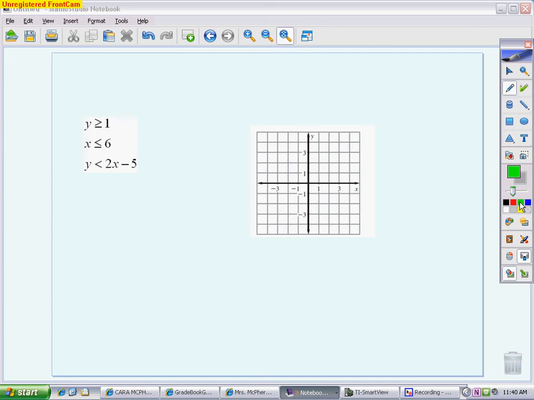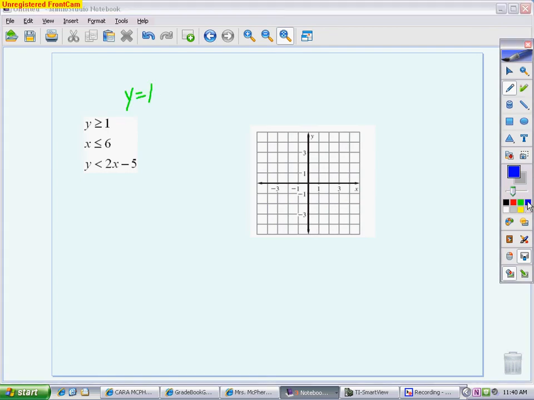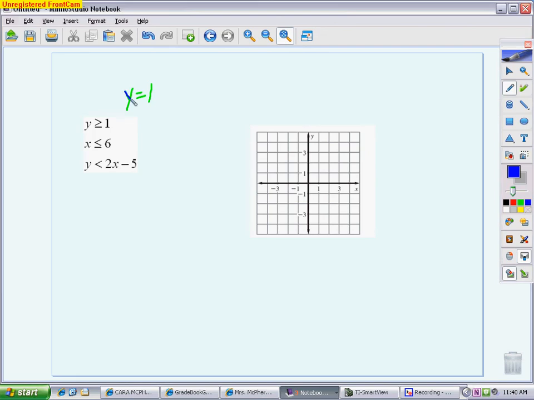So if you look at your first one, when you have y greater than or equal to 1, you want to think about what y equals 1 looks like. We know that it is a horizontal line that goes through 1, and I'm going to make it a solid line. The reason I'm going to make it a solid line is because the inequality symbol has the or equal to. I want to shade everywhere that y is bigger than or equal to 1. So that means I'm going to shade above.